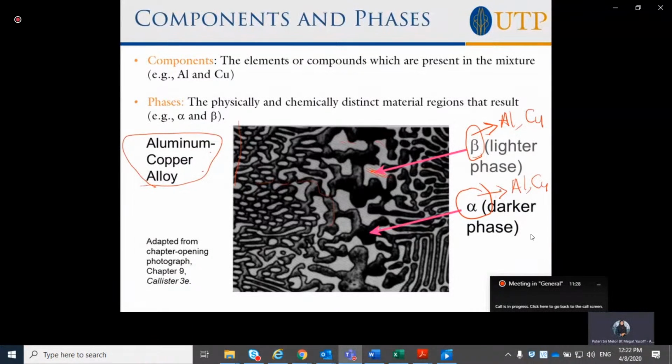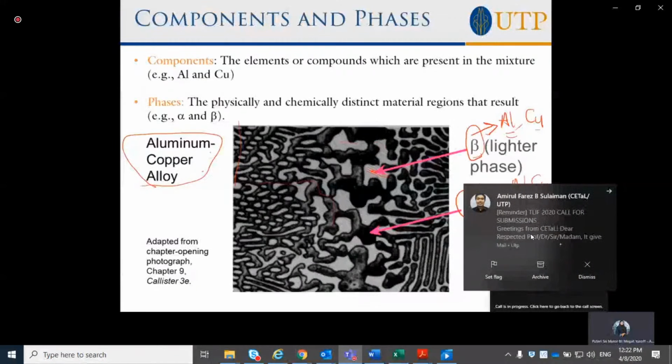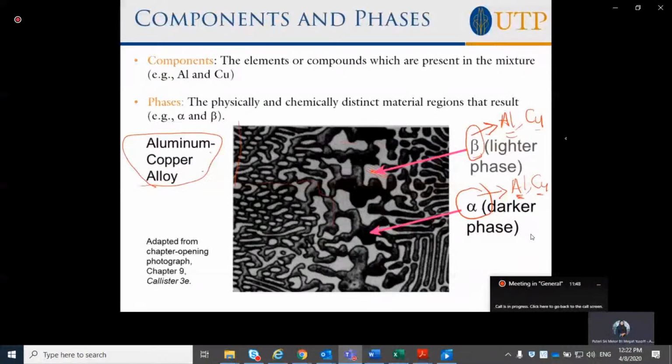Maybe they don't have the same composition. They don't have the same amount of aluminium and copper in alpha and in beta. But still, the composition consists of aluminium and copper. You don't run away from that because the entire system is about aluminium and copper. So alpha and beta, we call them phases, while aluminium and copper, we call them components.